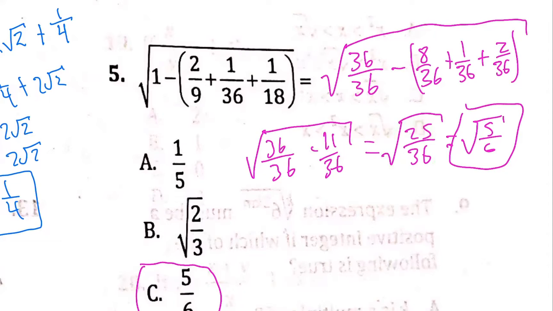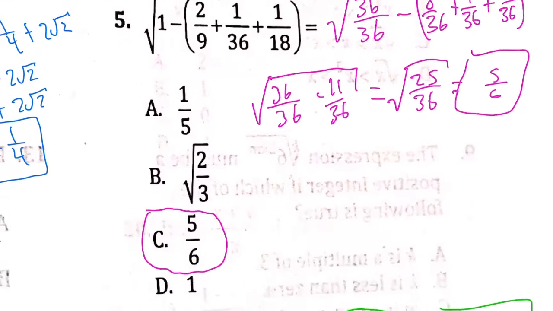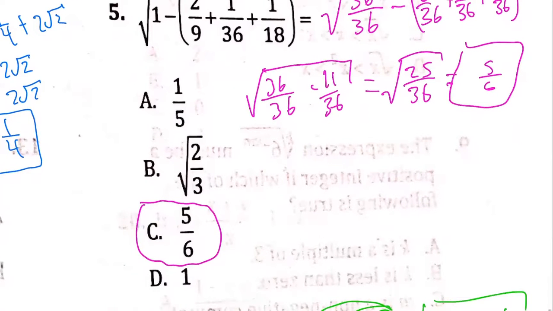We simplify, right? Then we get square root of 5 over 6. By square rooting 25, we get 5. Square rooting 36, we get 6. And then final answer is 5 over 6. Boom, too easy.